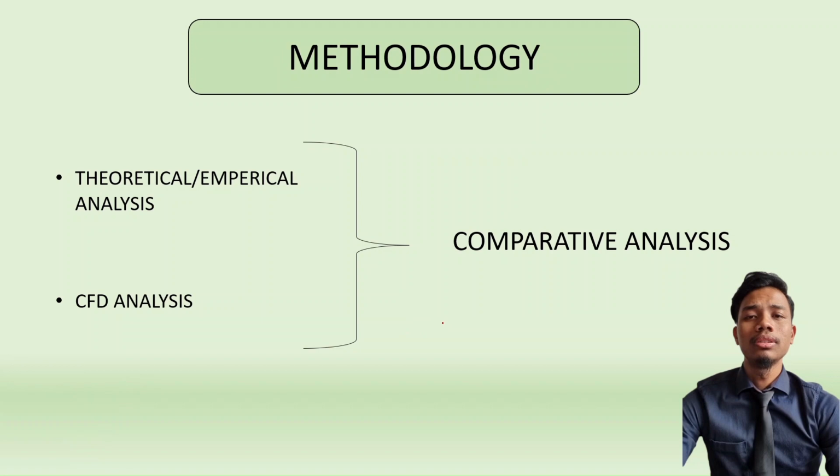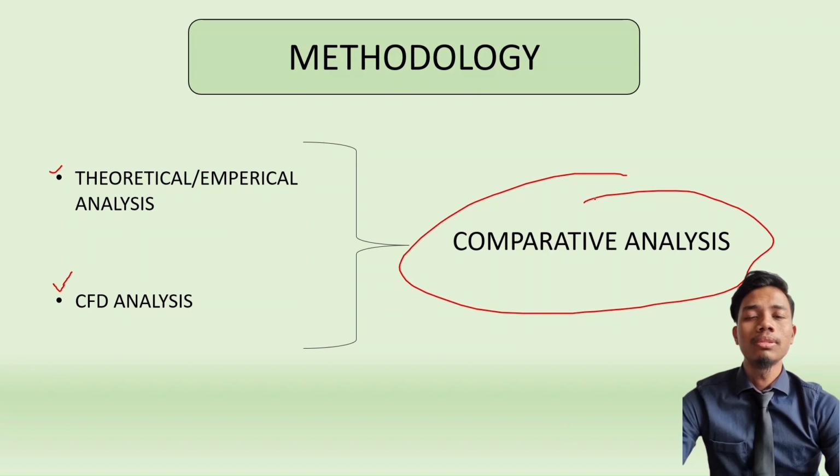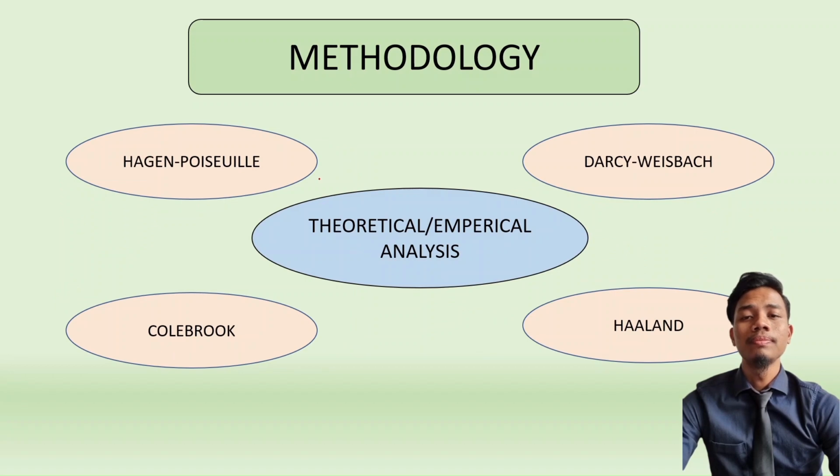Next is methodology. The theoretical empirical analysis and CFD analysis are being focused on because the results will be used for the comparative analysis. After the comparative analysis is done, the next process will be continued with the program development. In theoretical empirical analysis, there are several related theories reviewed. Those theories are Hagen-Poiseuille, Darcy-Weisbach, Colebrook, and Haaland. All these theories stated are related to the study of pressure drop.